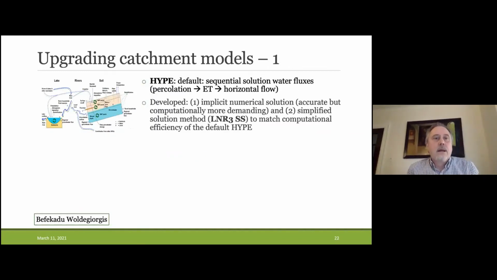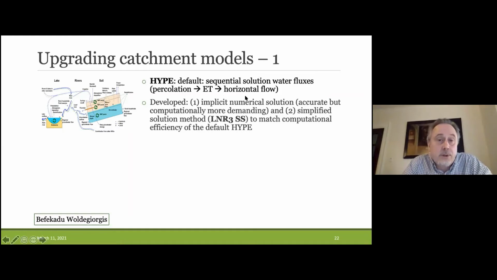So just to look at one example of an upgrading of a catchment model by Befe Kadou. He worked on HYPE, a semi-distributed hydrology biogeochemistry model. It has a very extensive representation, for instance, of carbon, nitrogen, and phosphorus. But he specifically looked at how HYPE is solving the water fluxes. And in the default HYPE model, it's done sequentially. So essentially, first percolation is calculated, then evapotranspiration is calculated, then horizontal flow is calculated.